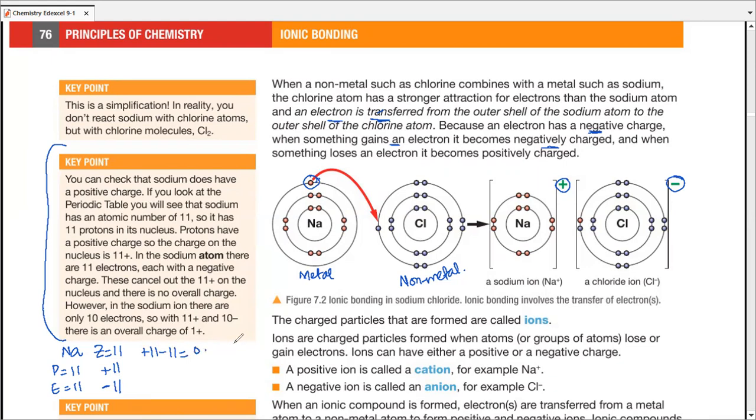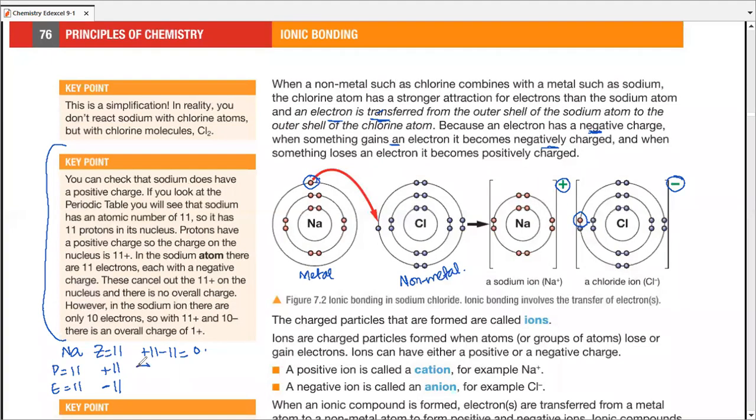Zero. But when it loses an electron, what happens is that we're going to take this electron and give it away to chlorine. As you can see, there is no outer shell electron over here. Instead, we have a red colored electron over here, which means out of 11, you lost one electron.